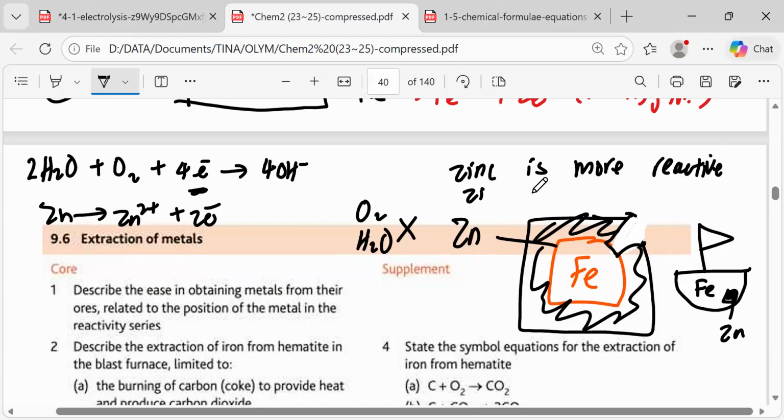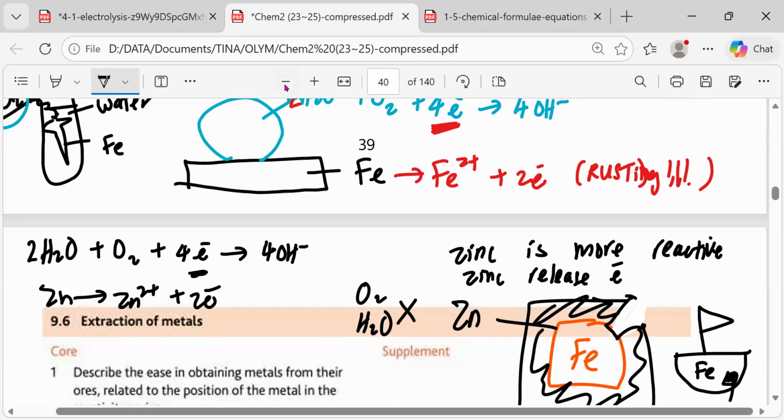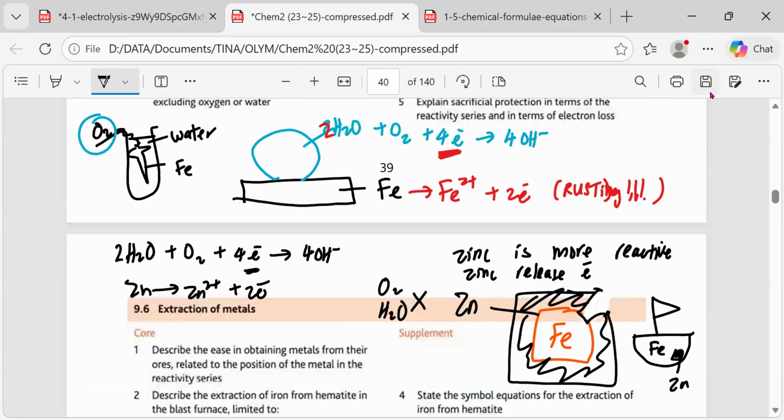Zinc releases electron. If zinc releases electron, does iron release electron? No. So who is the one that corrodes? Zinc. So this is called I sacrifice myself for you. So it's known as sacrificial protection. This is sacrificial protection. Okay, I give you a few seconds to absorb all this knowledge. I'm going to give you questions on this.